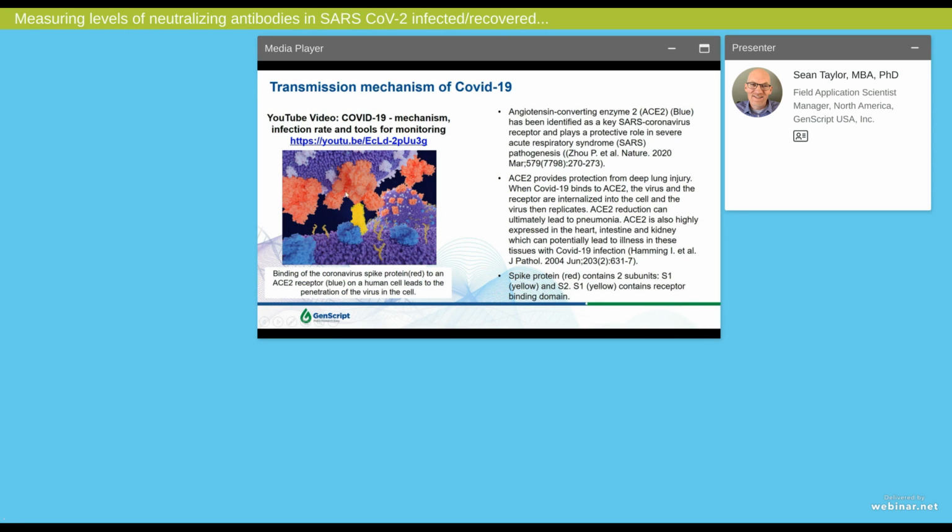What we have here is a cartoon image of the virus, and we have the spike glycoprotein in red and yellow here. I've colored the yellow portion of the spike protein as the receptor binding domain. This is all the same protein, this red and yellow, but this portion is what binds to the host cell.